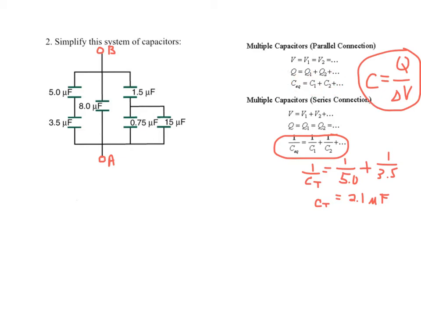The new diagram would be this. I'm going to draw this now. It's very important you draw this diagram. I'm going to come down. Here's point B. You have this line across the top. On the far left here, the 5.0 and the 3.5 have been combined to make 2.1. I'm just going to leave the micro off right now. All of these are micro. 2.1, that capacitor right there.